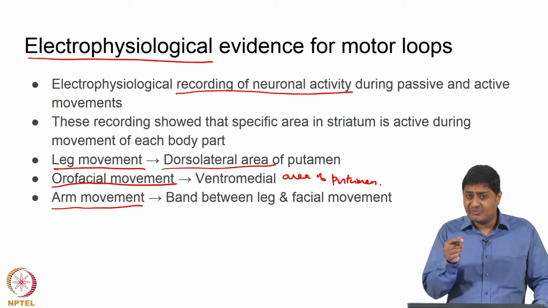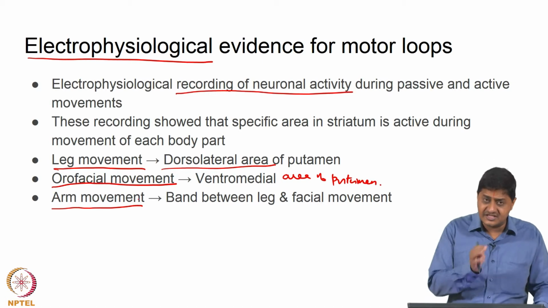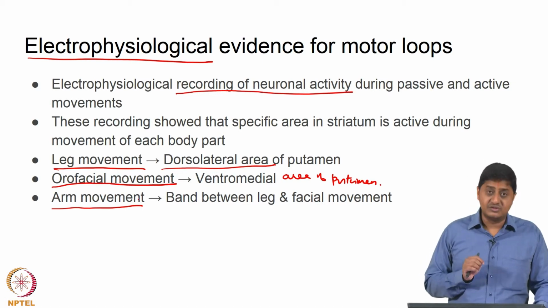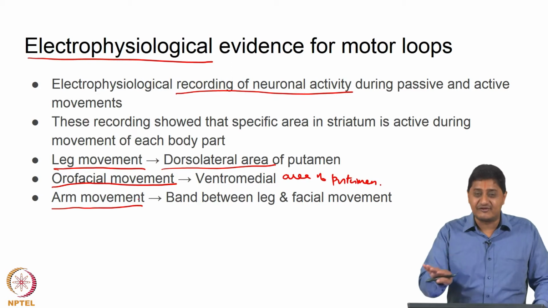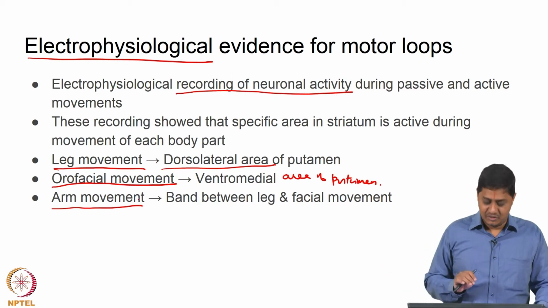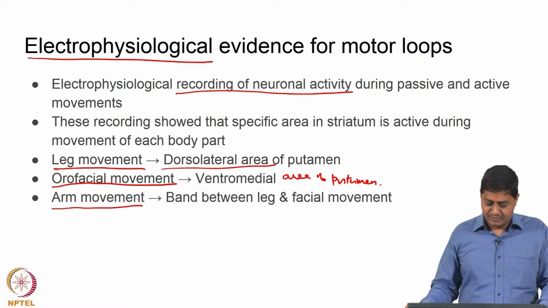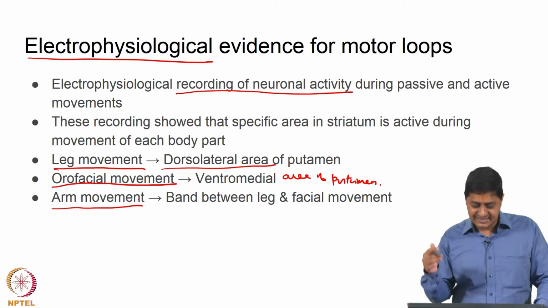Once again, you do not have to remember all the little details of this is dorsolateral, this is ventromedial, and this is the band between the two. But it is important to grasp the concept that the leg movement areas in the striatum are different from the facial movement areas in the striatum, which are different from the hand movement areas of the striatum. You may not be able to remember dorsolateral, ventromedial, right, but it is necessary to remember that these are maintained separately.